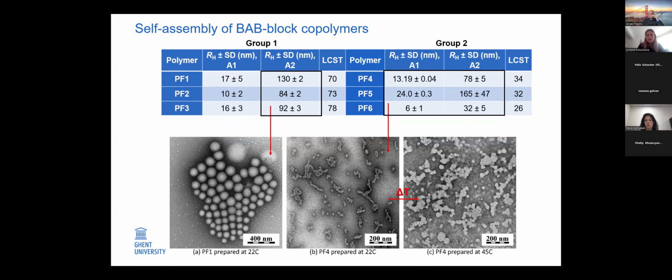You can already see that these two groups give you completely different nanoparticles. The first group gave us, again, the physically cross-linked nanogels, the particles which I was talking about in the beginning of this presentation.